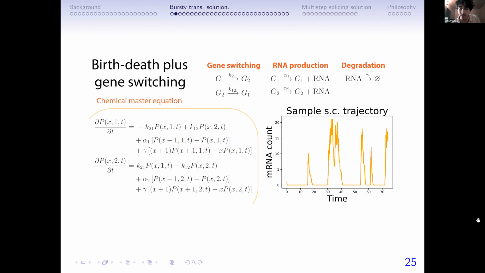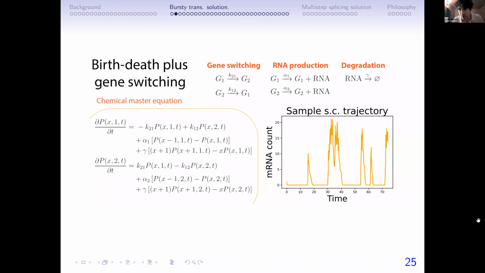So the specific kind of system that we're thinking about is what is sometimes called the telegraph model, but for various reasons, I'm going to be calling it birth, death, plus gene switching. And here's a list of the things that can happen. You have a gene that switches between two states. You can call one on, one off, but the production rates could be whatever. Depending on the gene state, you produce RNA at a different rate, and then the RNA can degrade.